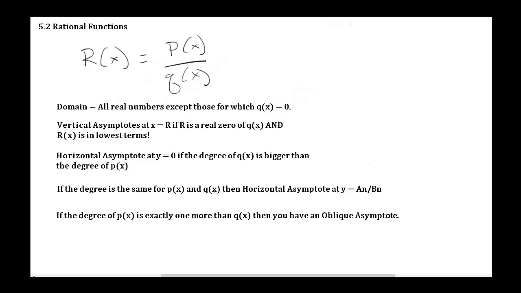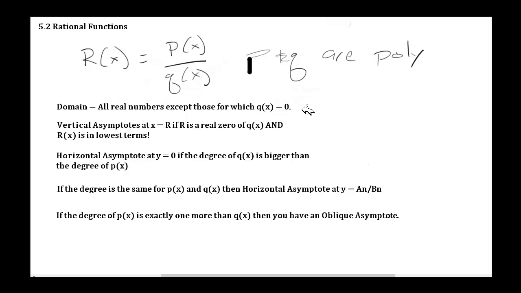Alright, hello everybody. We're going to look at rational functions. First, a rational function r of x is a function that can be written as p of x over q of x, where p and q are both polynomials. So a rational function is a polynomial over a polynomial. Since we have division, we have to worry about the domain. The domain is all real numbers except for which the bottom turns into 0.